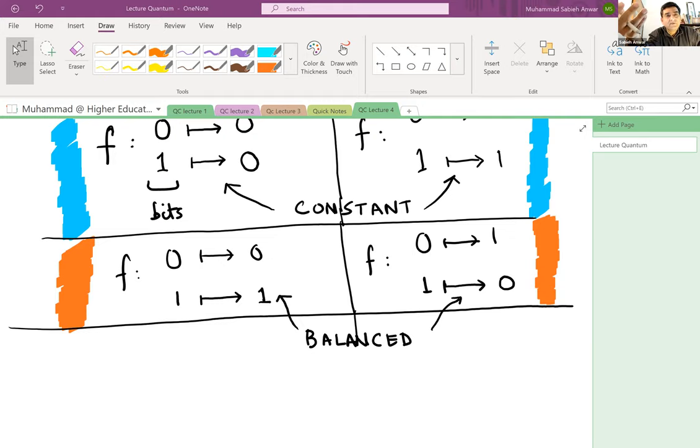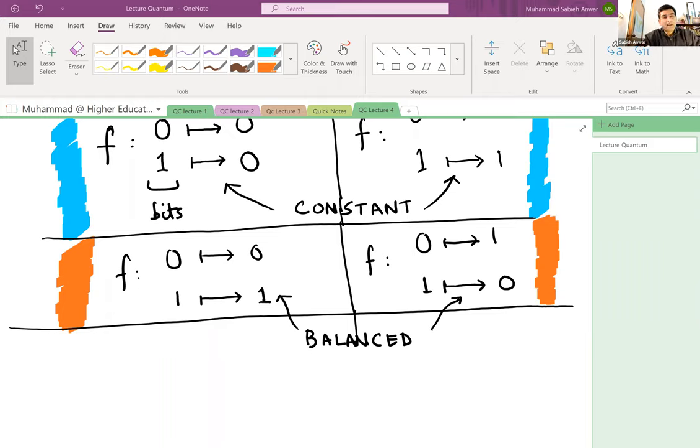a balanced function. I look at one side, I get heads. I flip it over. I look at the other side of the coin, I get tails. I can declare and announce that the coin is balanced. It has heads on one side and tails on the other side. Okay. So this is an example of a balanced function.